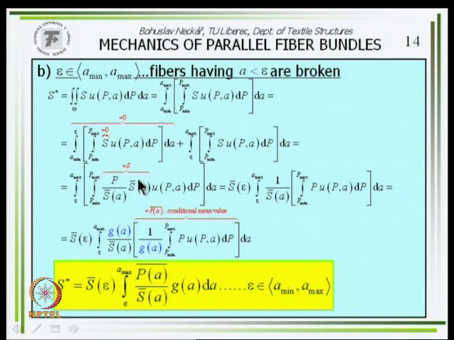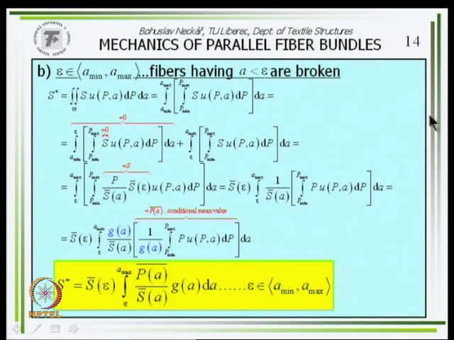Of course, we must start with the same expression. A star is the integral of S times p(A) dA, as in case A. Although this equation is the same as in case A, now the integral over A we will rearrange as a sum of two integrals. It is a definite integral from A min to A max, so it must be also the integral from A min to epsilon plus the same integral from epsilon to A max, isn't it?